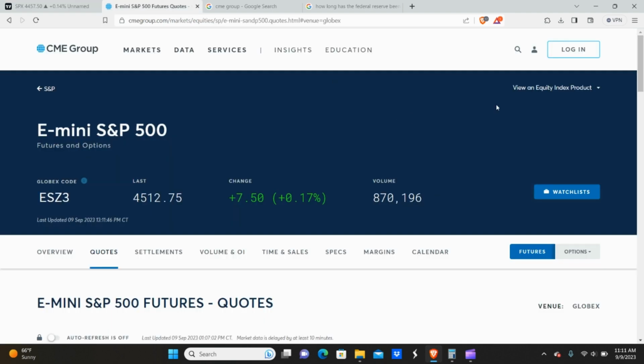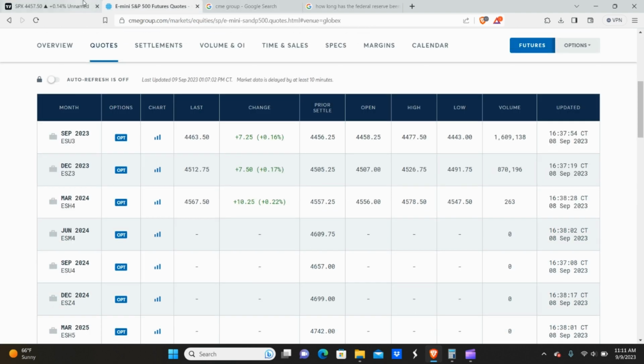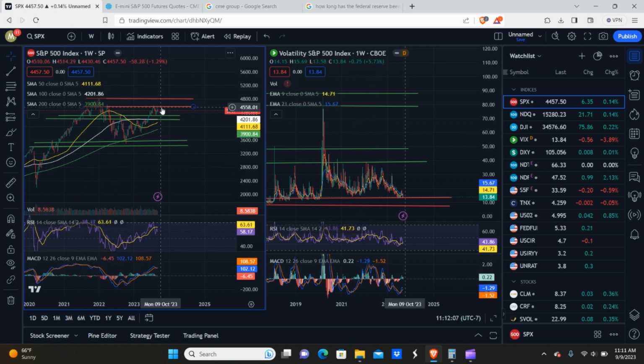You get your projections here on the CME Group website. Everything looks bullish on the charts. The VIX is moving down. So this is the month of September.